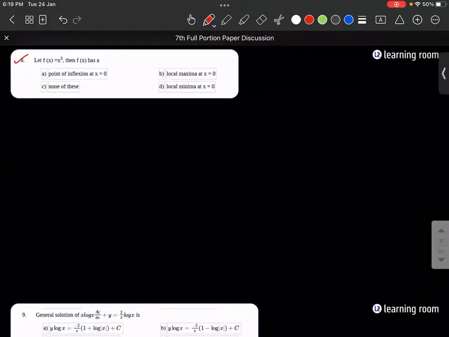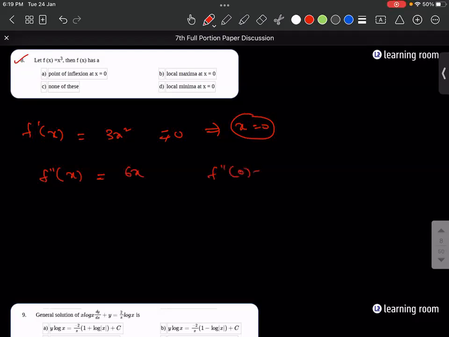So f of x is equal to x cube. Then f dash of x is equal to 3x square. So when you equate it to 0, what will you get? X will be 0. So f double dash of x is going to be 6x. But f double dash of 0 is also going to be 0. So what can you say about this? It has a point of inflection at x is equal to 0.